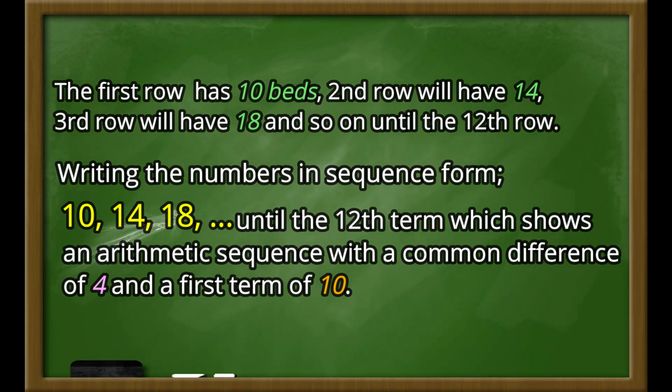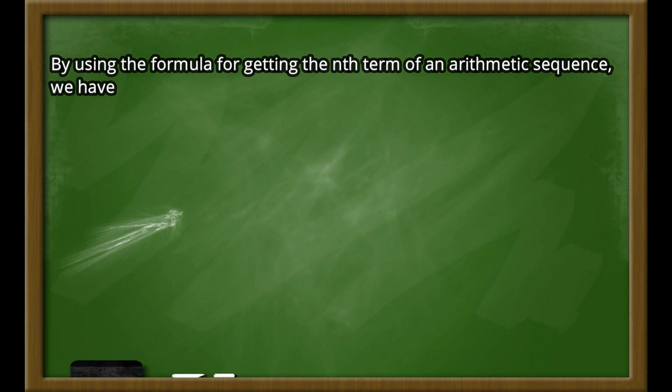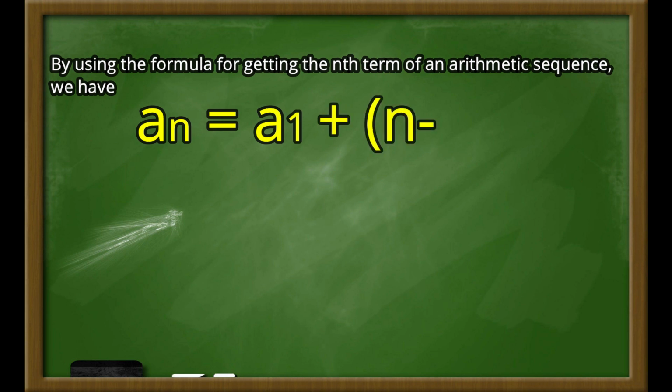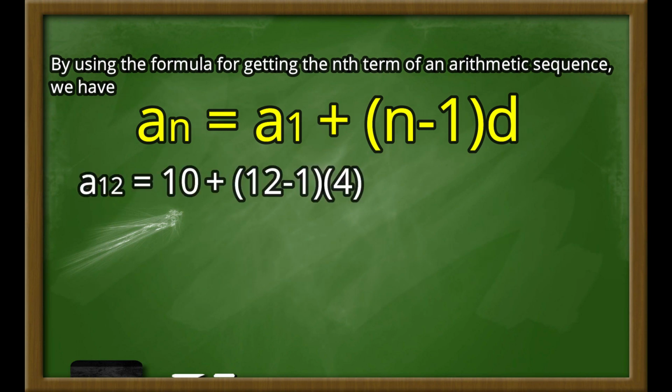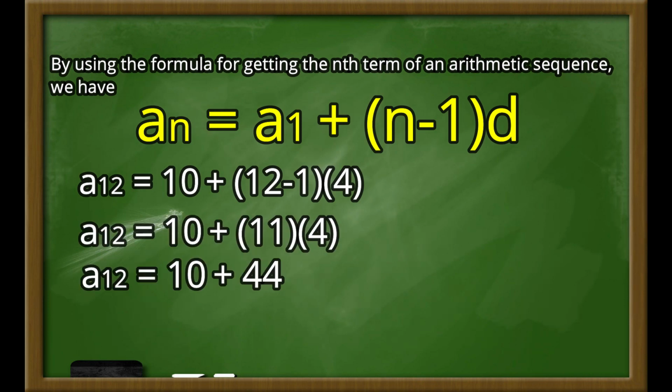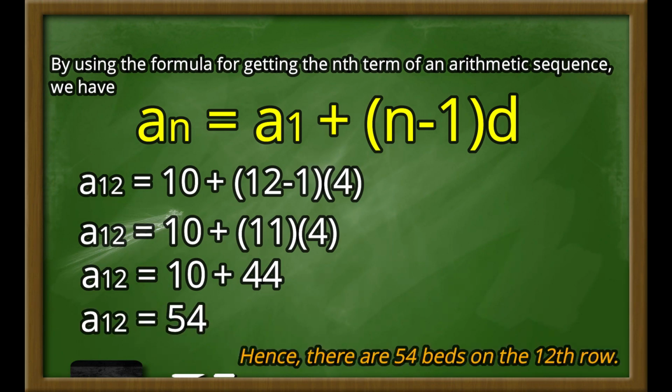To determine the number of beds on the last row, we'll have to use the formula a sub n is equal to a sub 1 plus the quantity n minus 1 times d, where a sub 1 is equal to 10, n is equal to 12, and d is equal to 4. Solving for the number of beds at the last row, we get a sub 12 is equal to 54. Hence, there are 54 beds on the 12th row.